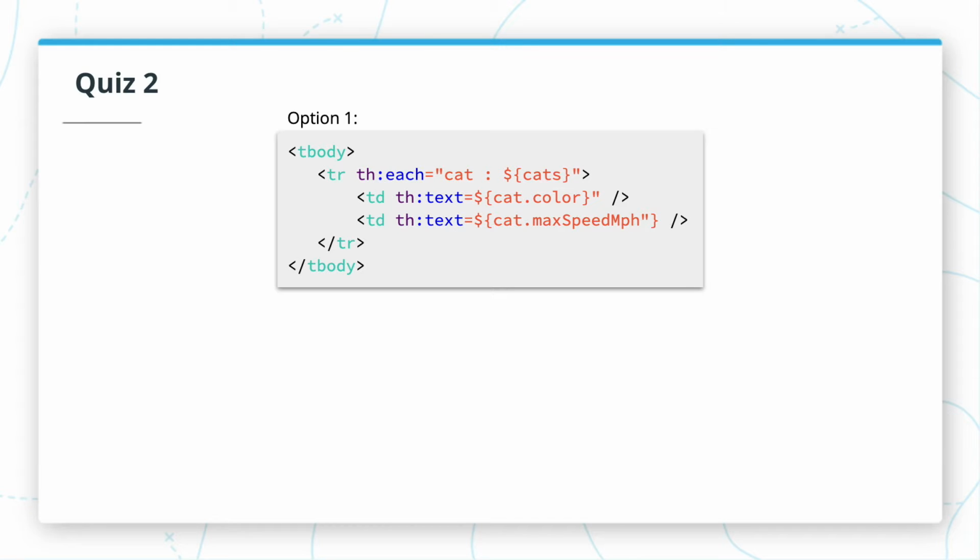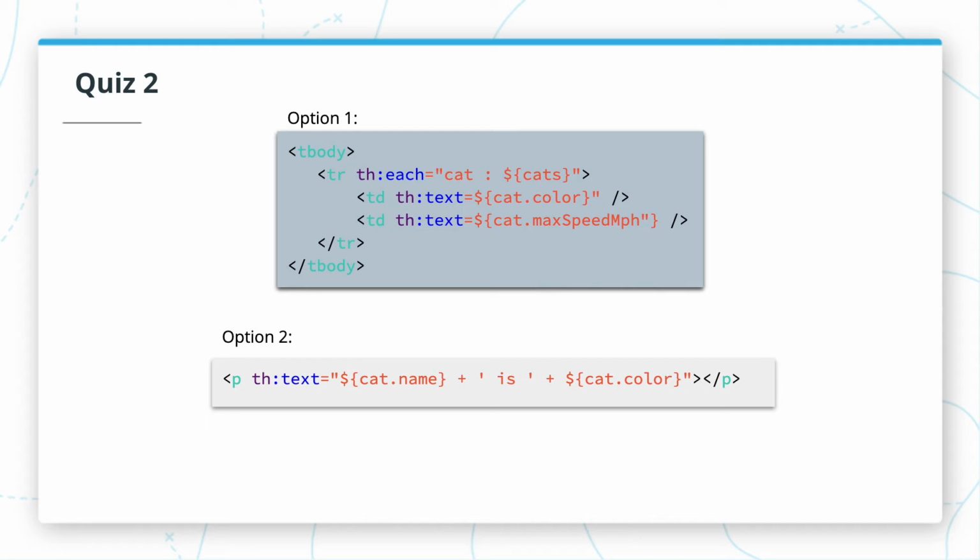In the second quiz, we have four different samples referencing the same set of values. The first answer shows us how to loop over a collection of cats and output the value of each one as rows in a table. This is the correct format.